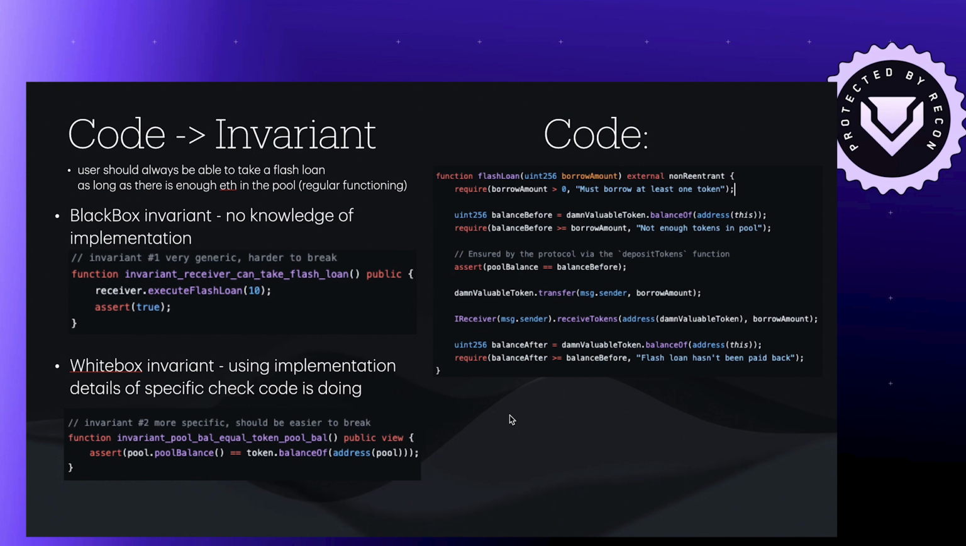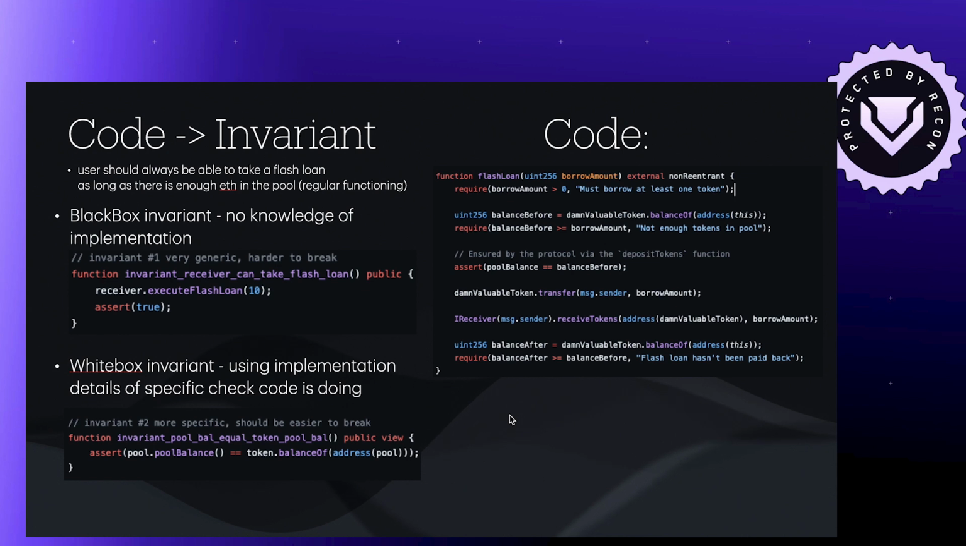So here we go. This is the Damn Vulnerable DeFi one, and this is a denial of service challenge where a user should always be able to take a flash loan, as long as there is enough ETH in the pool, right? So we've got two ways to implement this. We've got the code there on the right side, the flashloan function.